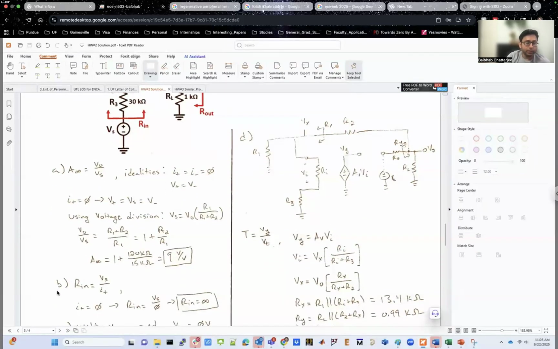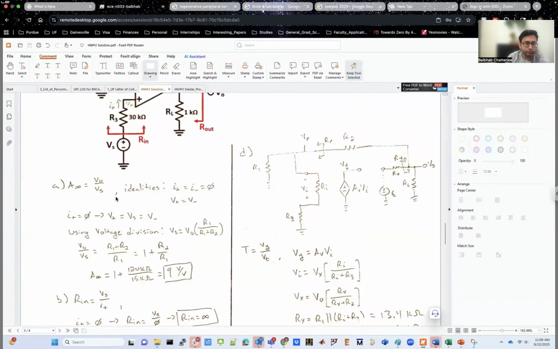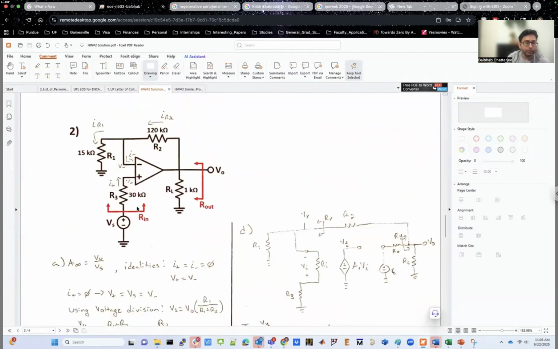Now, in a similar manner, you can find out what is going to be your R in, what is going to be your R out. In this case, because you're looking at this terminal over here, that is the bottom terminal of R3, that's why you're trying to find out R in. You already know there is no current that can go into the op amp. So your current is 0, and that's the reason why your R in is infinitely large.